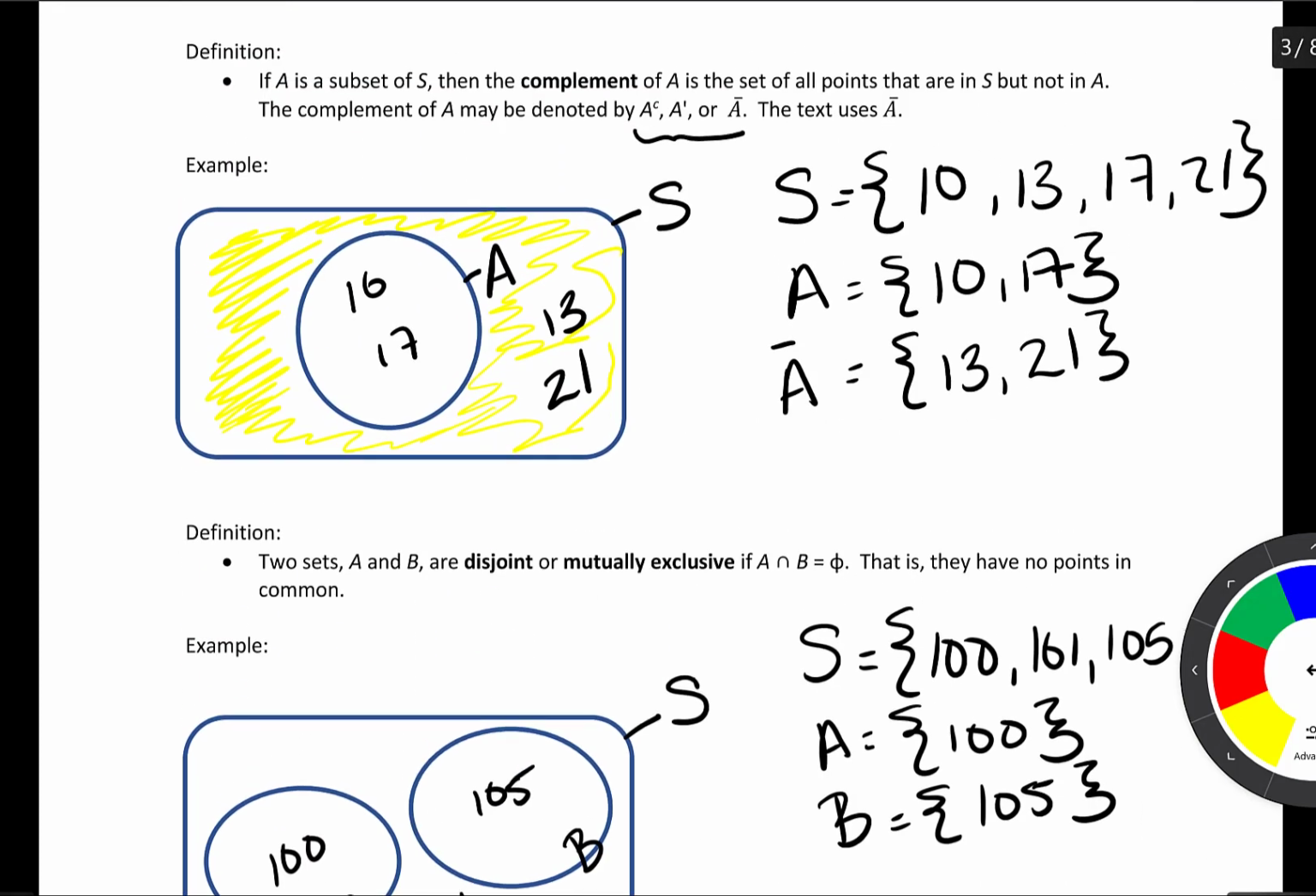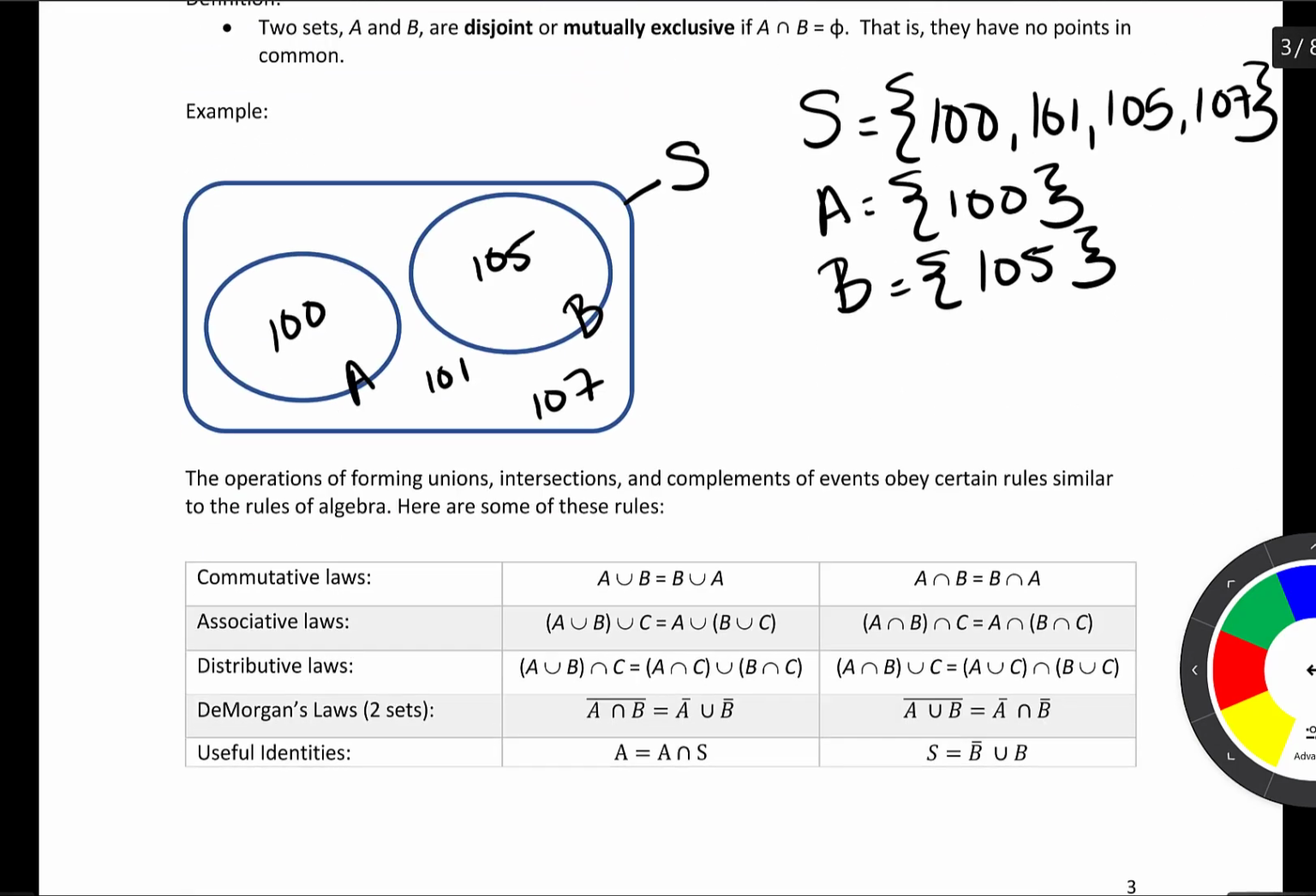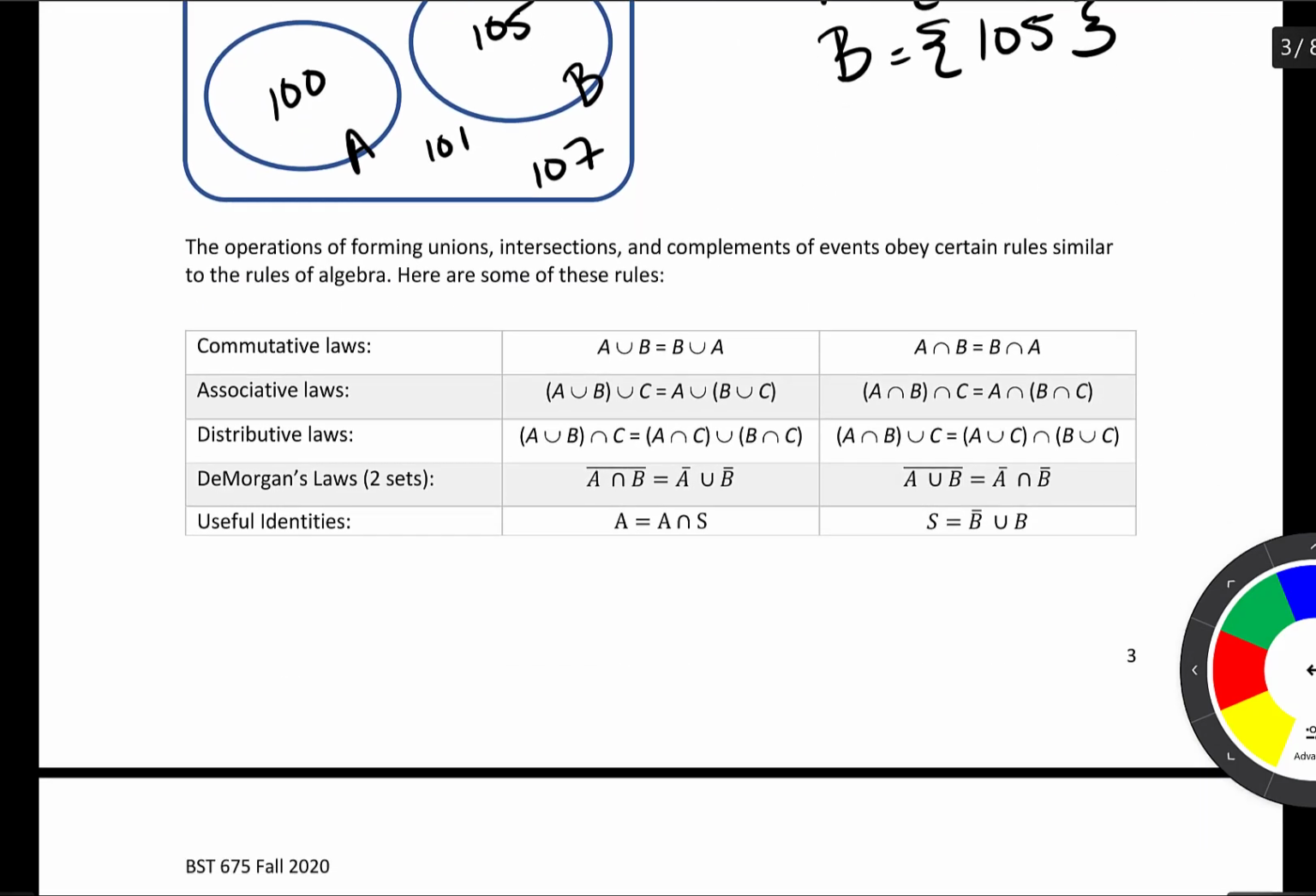So an example was up above with the complement. All right. Here's some different operations if you're working with different sets. So these are just some different laws that exist.